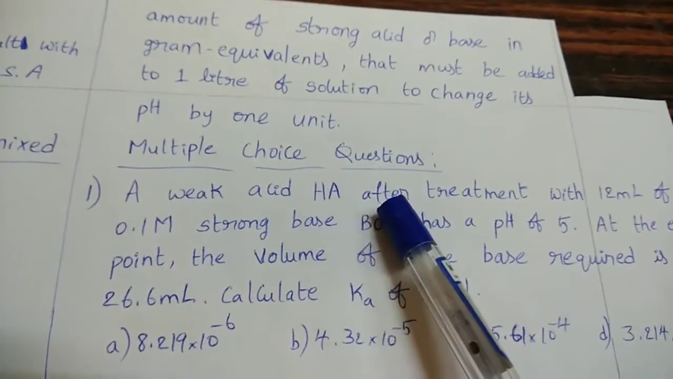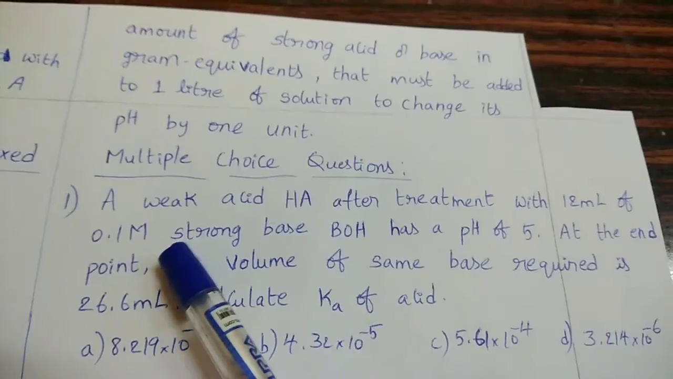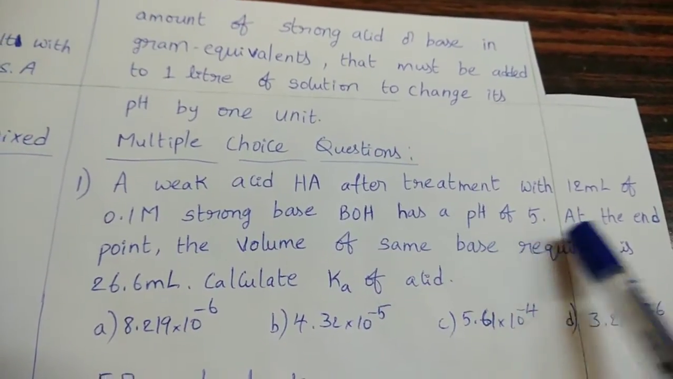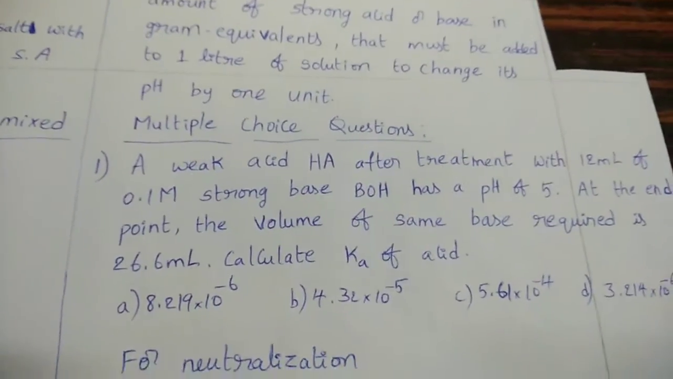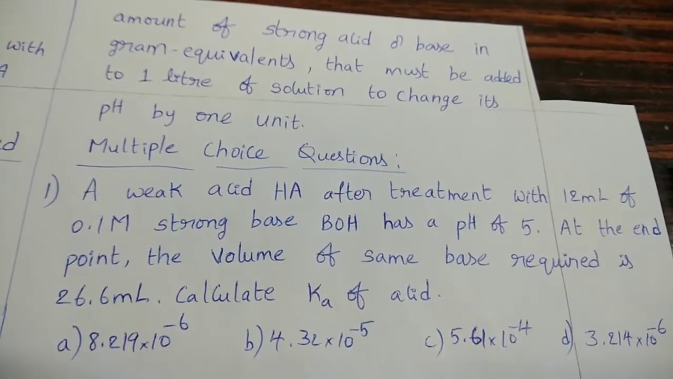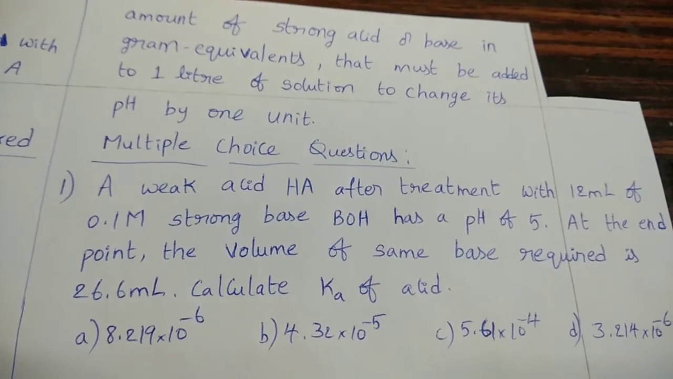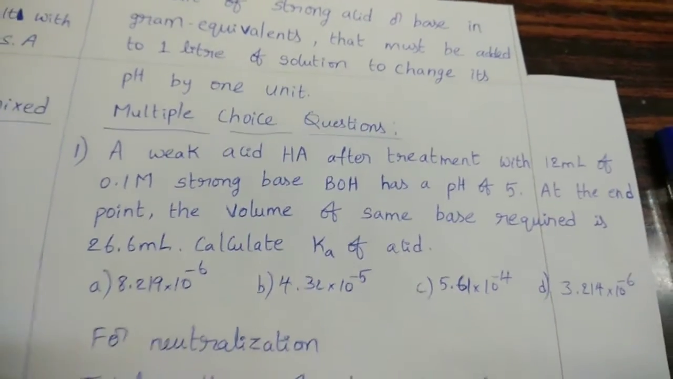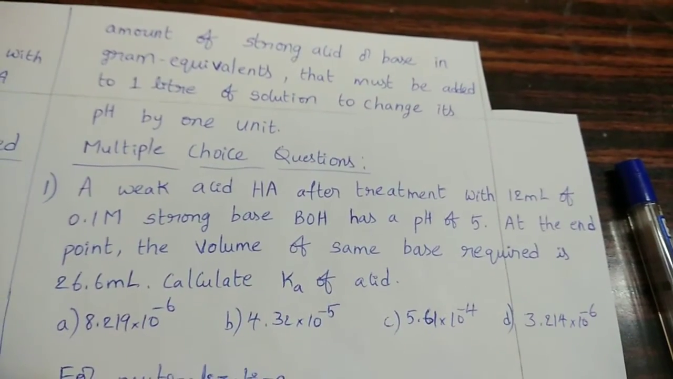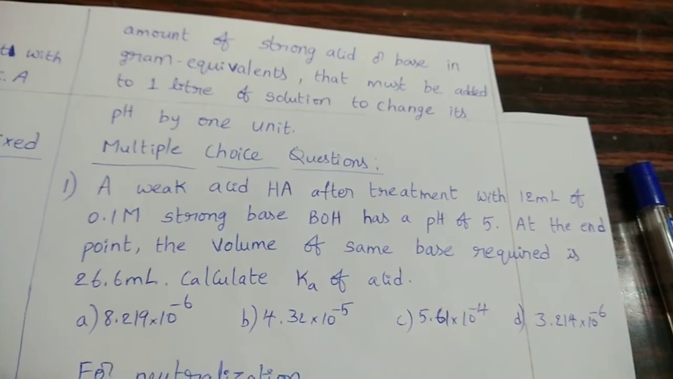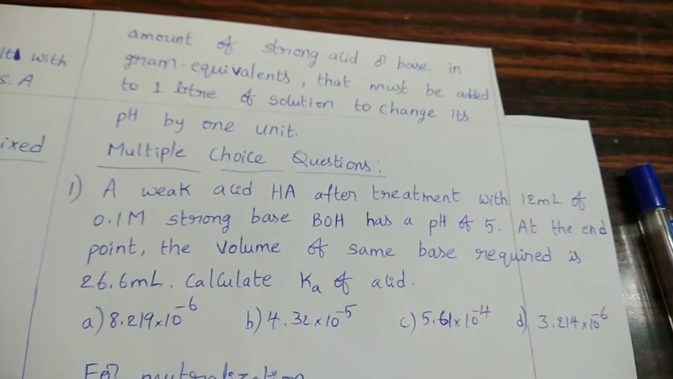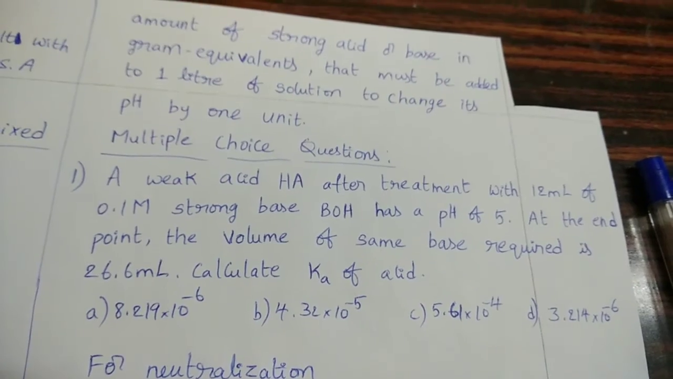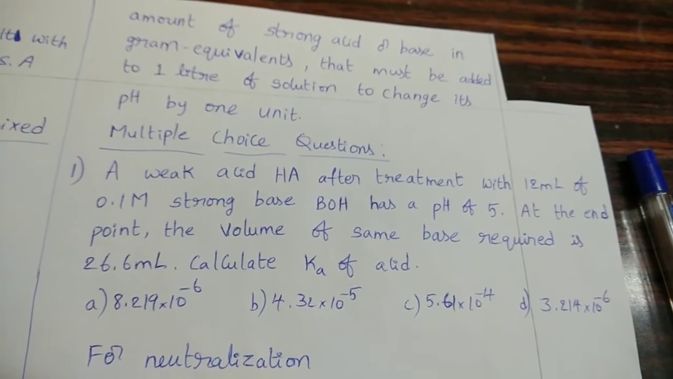A weak acid HA after treatment with 12 ml of 0.1 molar strong base BOH has a pH of 5. At the end point, the volume of the same base required is 26.6 ml. Calculate Ka of the acid. Okay, so a weak acid is treated with a strong base BOH. Finally, 26.6 ml of base is required. In that case, we should calculate Ka of that weak acid.